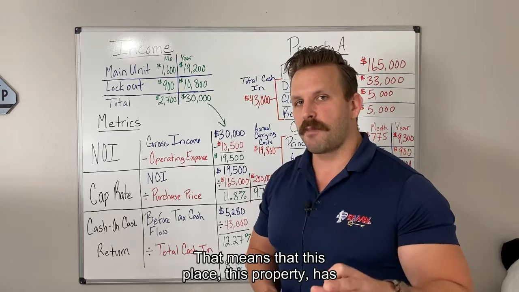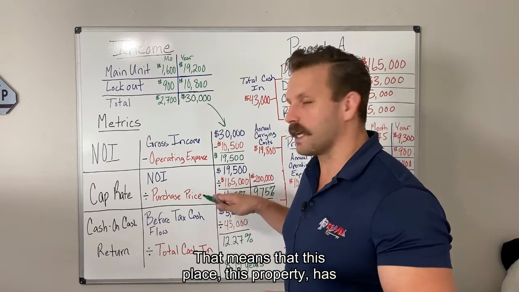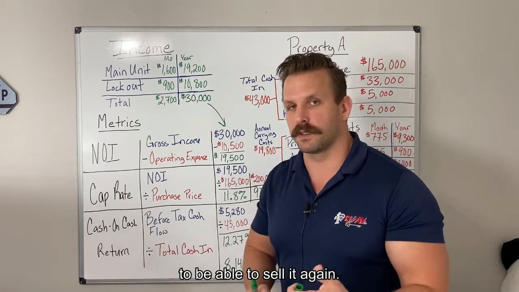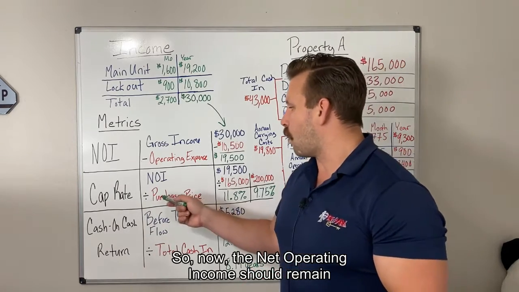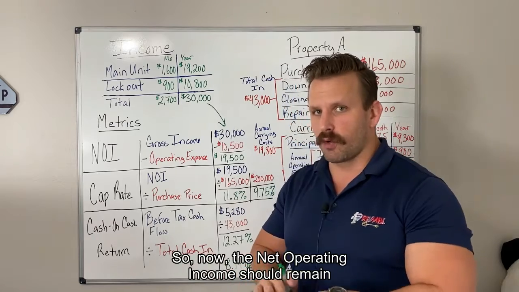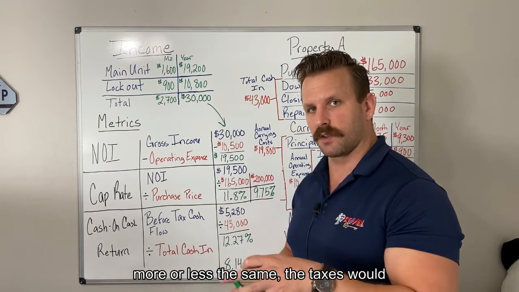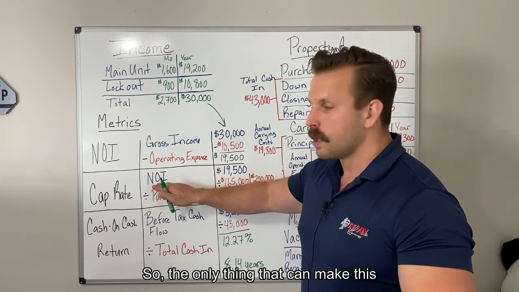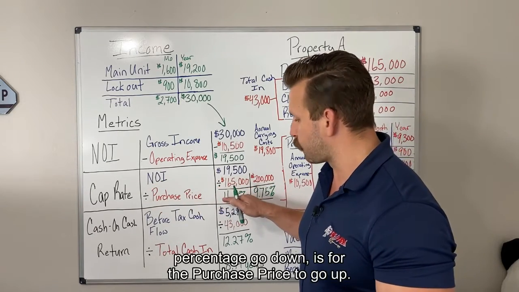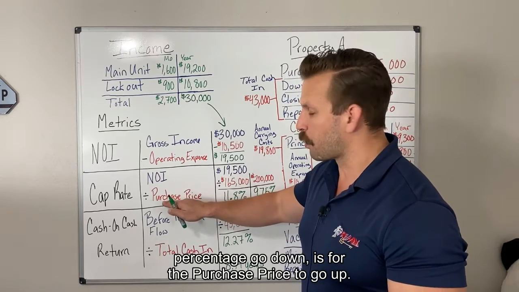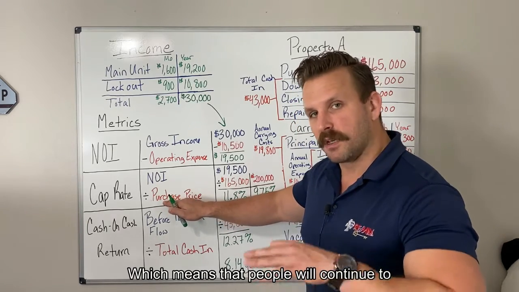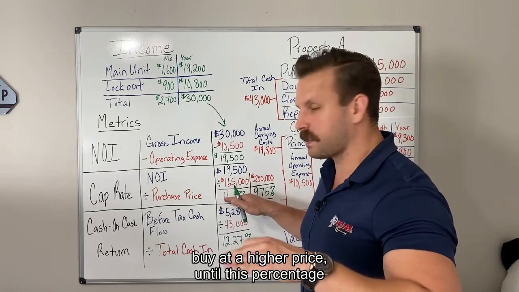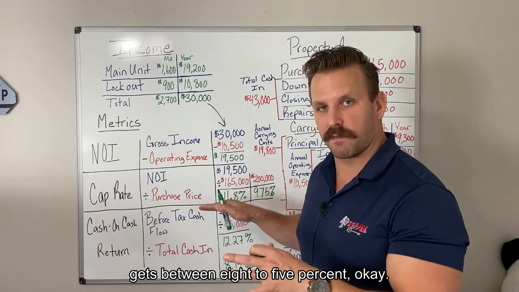So what does that mean? That means that this property has a lot of value to increase for you to be able to sell it again. So now the net operating income should remain more or less the same. The taxes will fluctuate a little bit, but mostly the net operating income should remain the same. So the only thing that can make this percentage go down is for the purchase price to go up, which means that people will continue to buy at a higher price until this percentage gets between 8 to 5%.